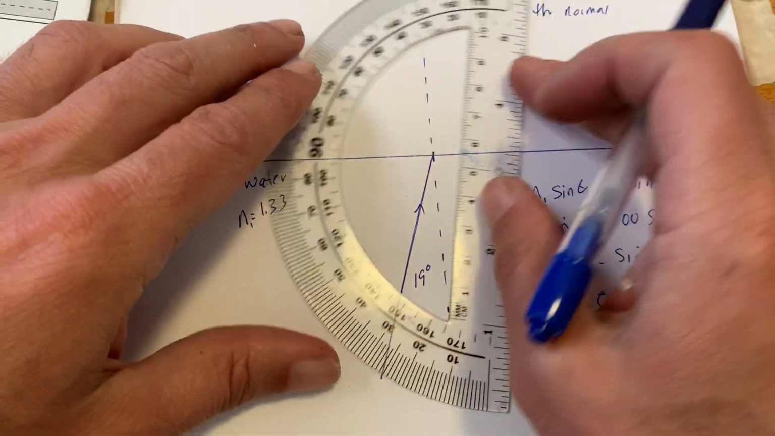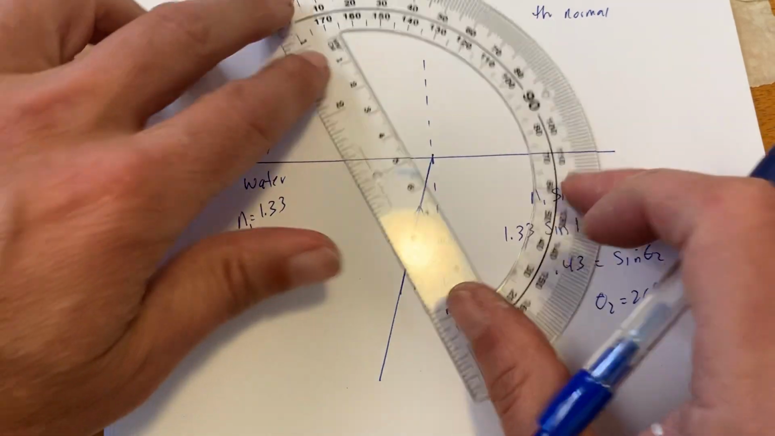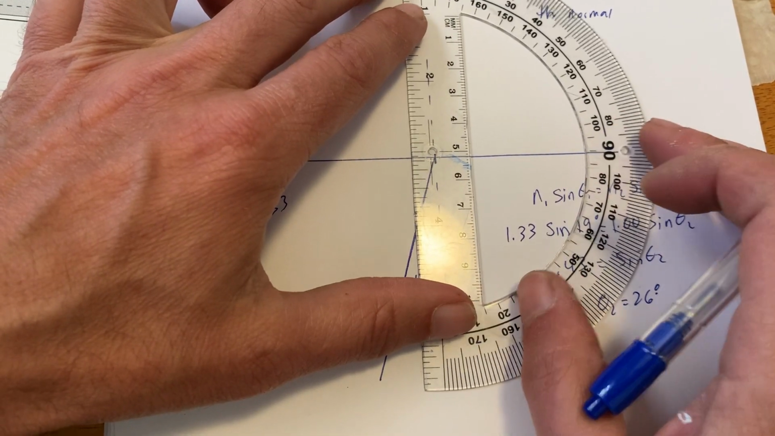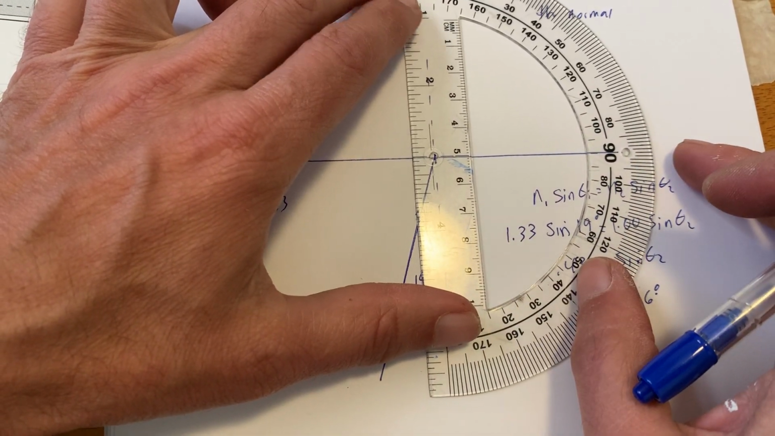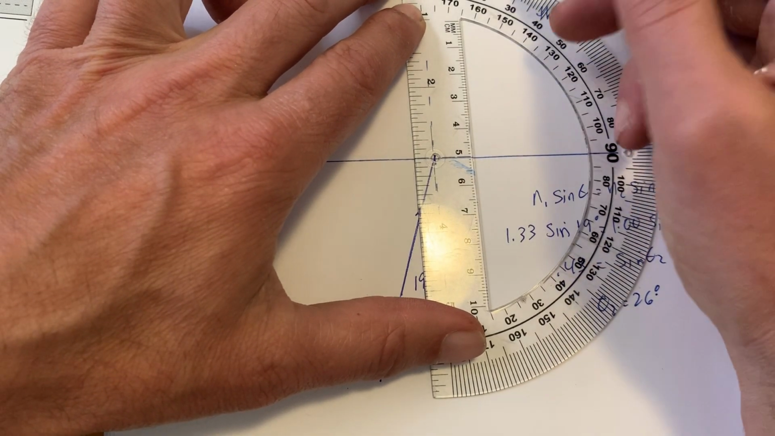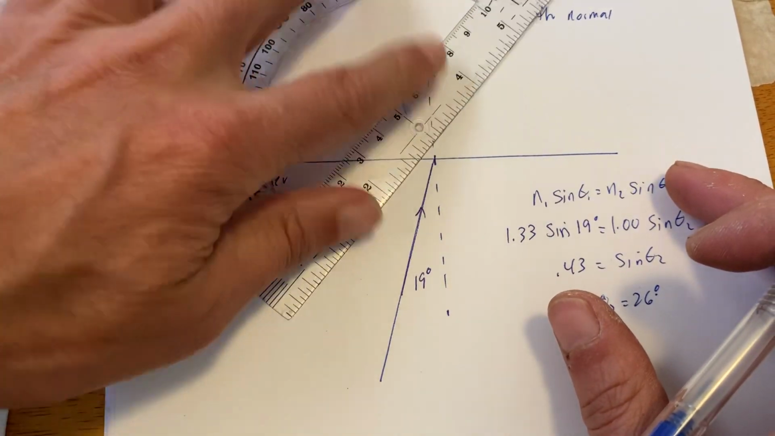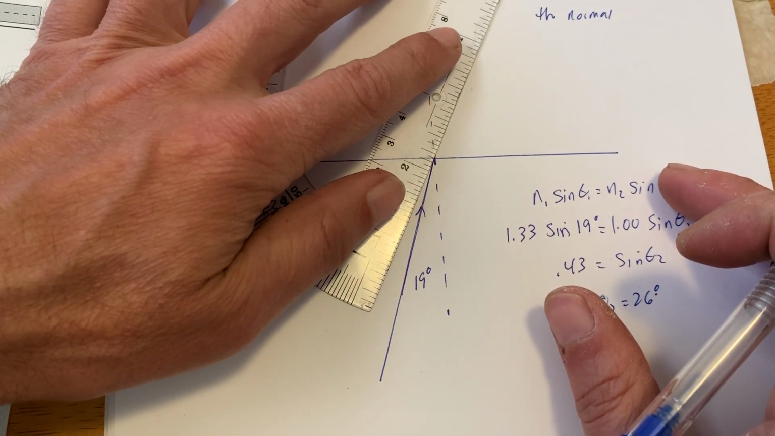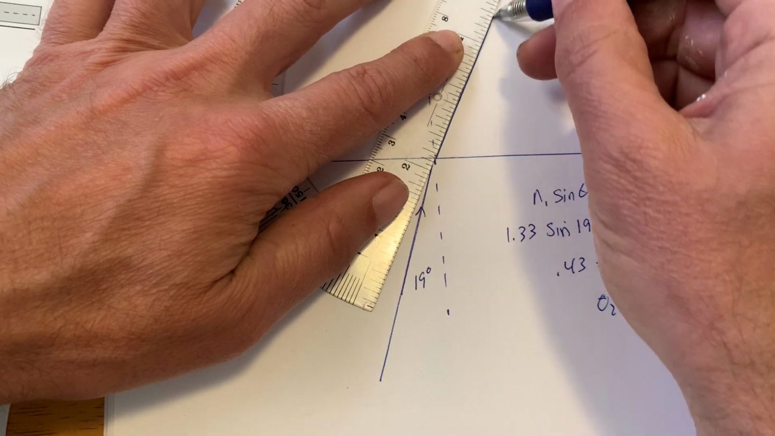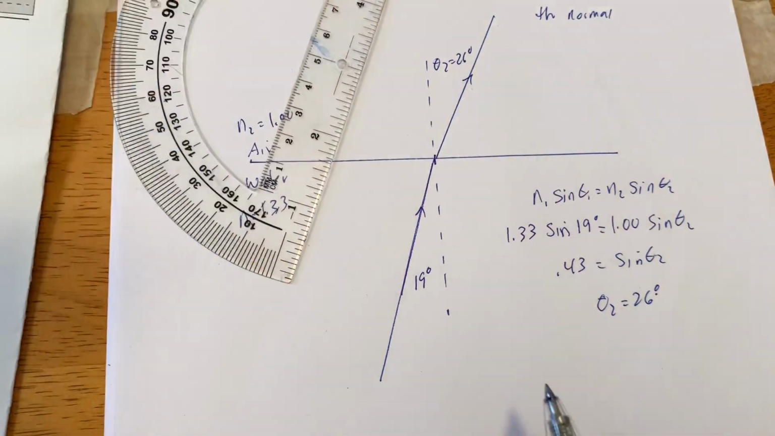So watch what happens when I exit the water into the air, we're going to bend. Remember, it's always measured from the normal. So let's take a look here. I'm going to put this here, zero out my protractor, and measure out 26 degrees up into the notes over here, but that's okay. And I'm going to draw my ray of light. And there is my theta 2 of 26 degrees.